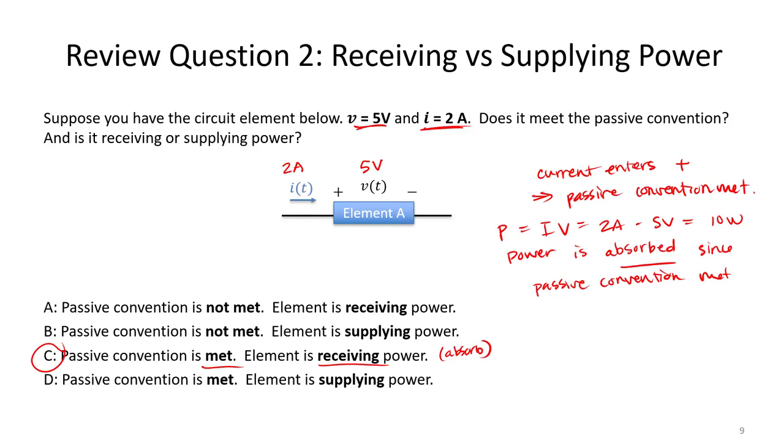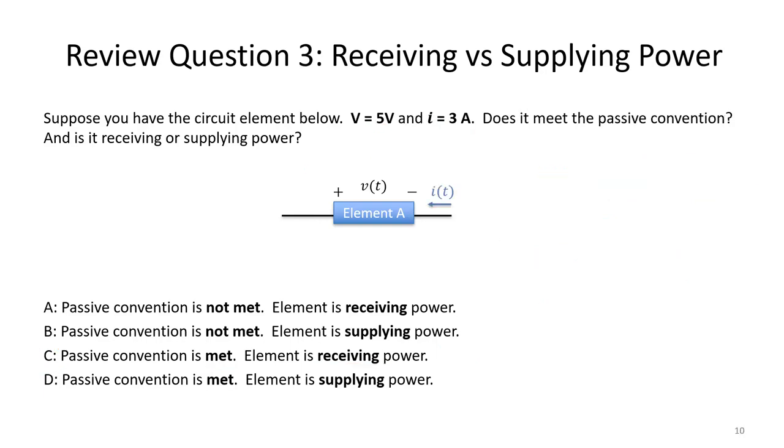All right, let's try one more review question. So now we have our voltage V is 5 volts, current I is 3 amps. Once again, we're asked, does this circuit element meet the passive convention? And are we receiving or supplying power? Take a moment and think about it. Go ahead, pause the video, and then let's discuss.